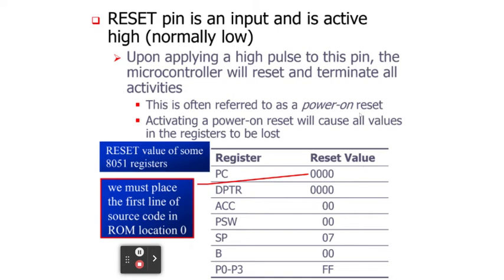Upon having a power on reset, or if a high pulse is entered to the reset pin, the reset values of some 8051 registers are here, and you can see that the program counter becomes 0000, for example, and the ports P0 to P3 will become FF or 1111 1111.